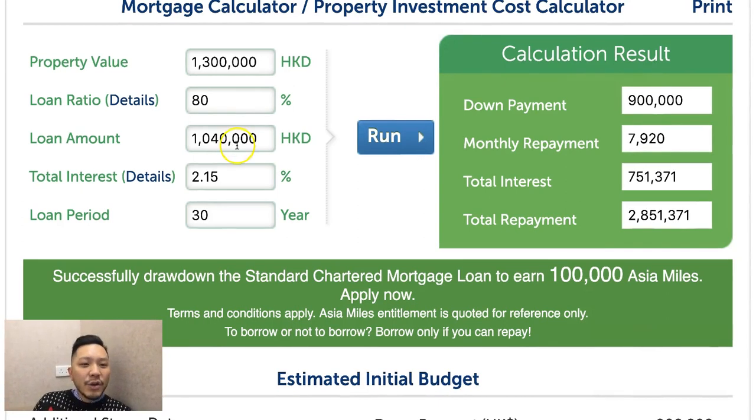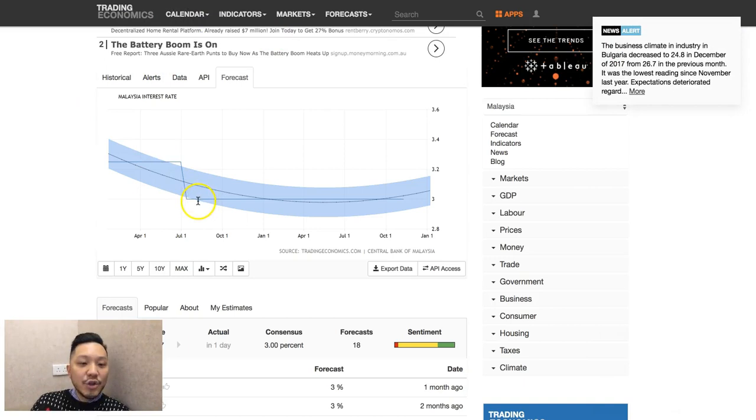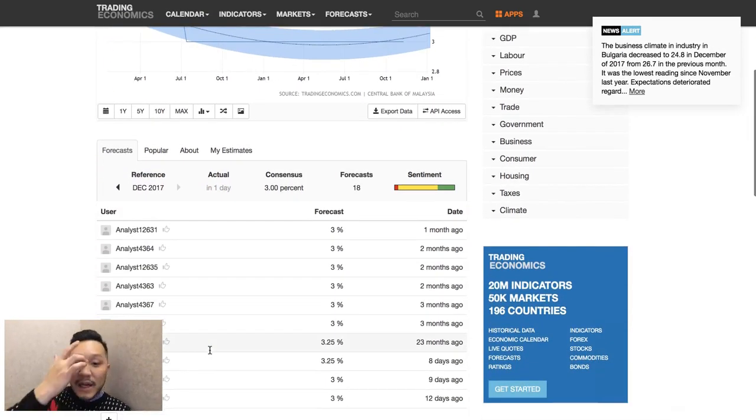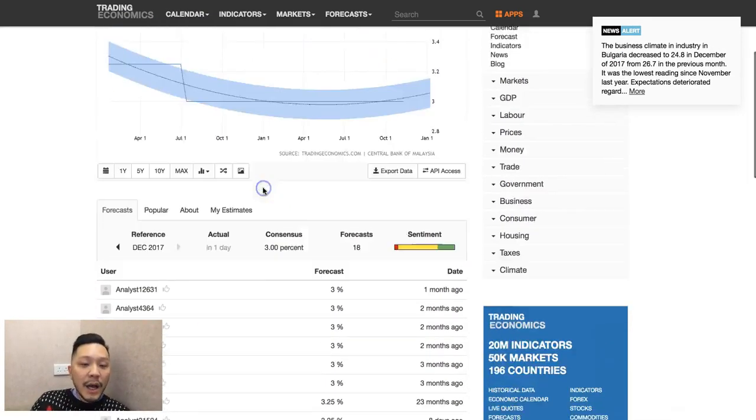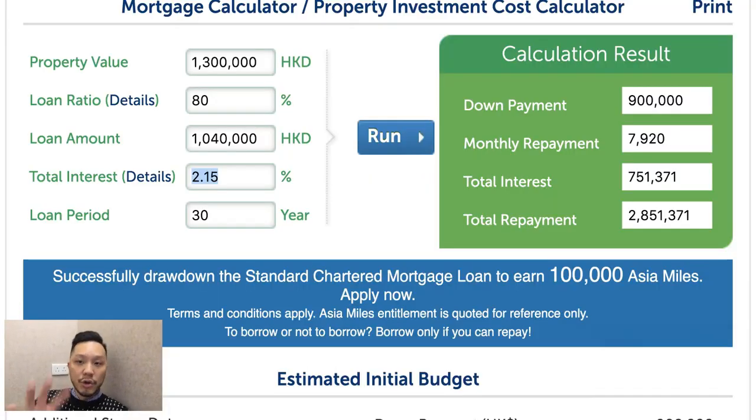The loan amount would be this, and the interest rate is another key question. You can go to tradingeconomics.com, and in all cases they will have the current interest rate. For example, right now Malaysia is 3%, and usually you have to add 1 to 2%, usually 1.8 to 2%, on top of that. That is your mortgage rate. If you are not sure, you can search for the Malaysia mortgage rate and choose a higher one. So right now it's 4.8.